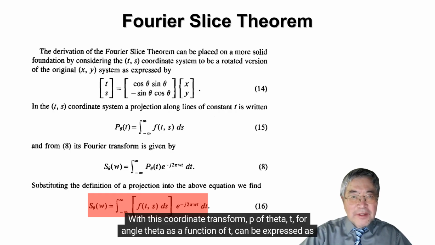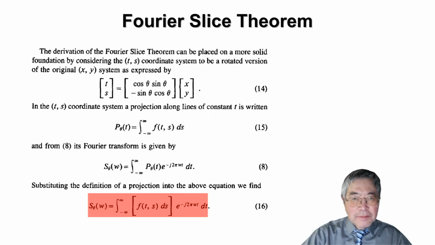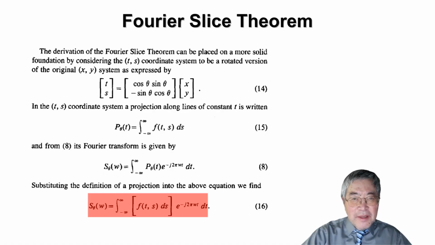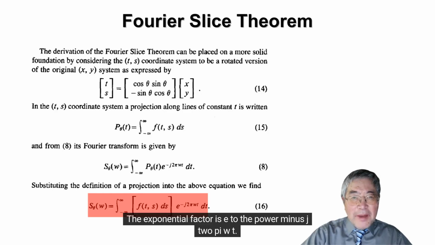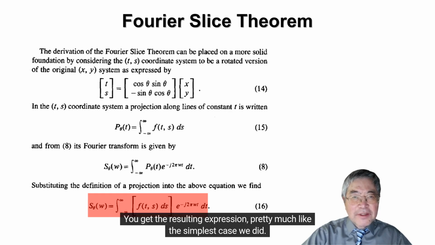With this coordinate transform, p of theta, t for angle theta as a function of t, can be expressed as a vertical projection in the TS coordinate system. Here S is the vertical direction in the TS system. Next, perform the one-dimensional Fourier transform. The exponential factor is e to the power minus j2 pi wt. Then do the same trick as before. Insert the definition of the projection profile for angle theta into the bracket. You get the resulting expression pretty much like the simplest case we did.